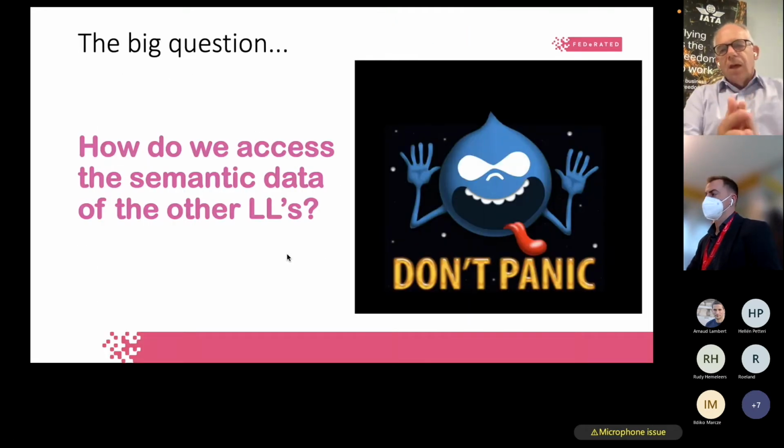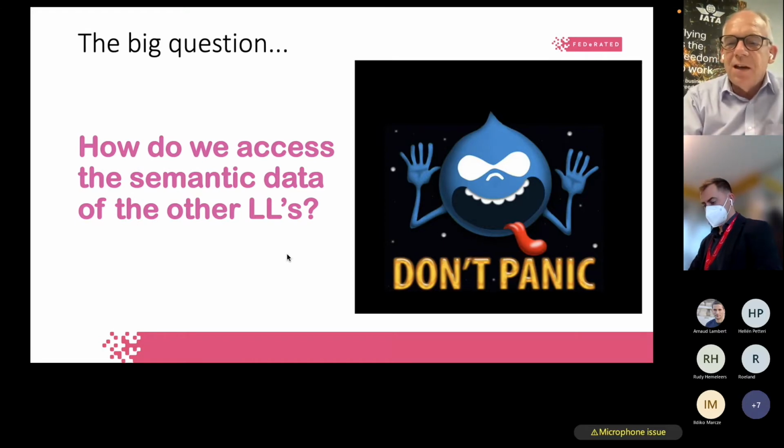So this is where the story really starts. The big question is how do we access the semantic data of other living labs? It's all very well that I'm putting it on a slide, but that doesn't help. There are lots of big questions. You may not recognize the image on the right. We know that the answer is 42. And for the rest of it, let's not panic. We'll just go ahead and implement it.